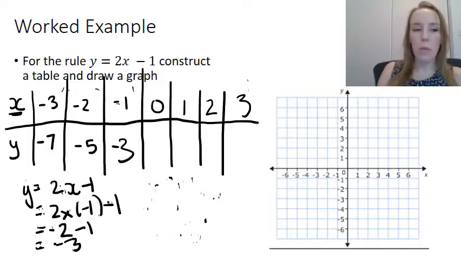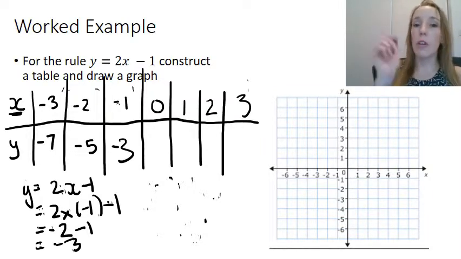Now, if you look at this table, you will start to see a pattern. Obviously, the pattern with our x-axis is it's increasing by 1. So -3, -2, -1, 0, 1, 2, 3. So we're adding 1 each time. If you look at our y-axis, you can actually see another pattern. So -7, -5, -3. The pattern with our y-axis is it's actually increasing by 2 each time.